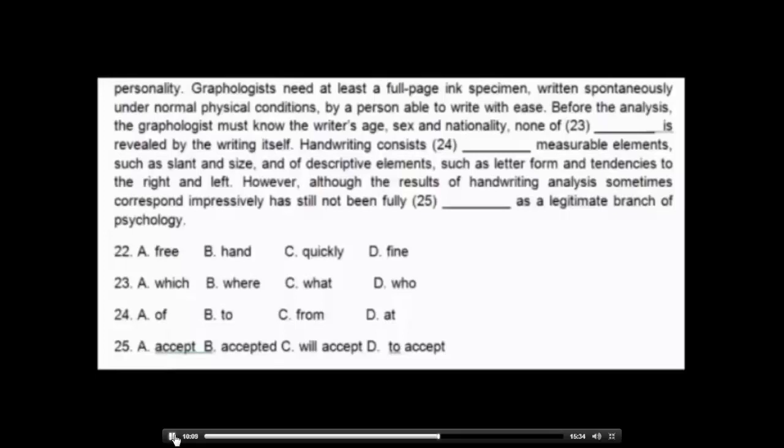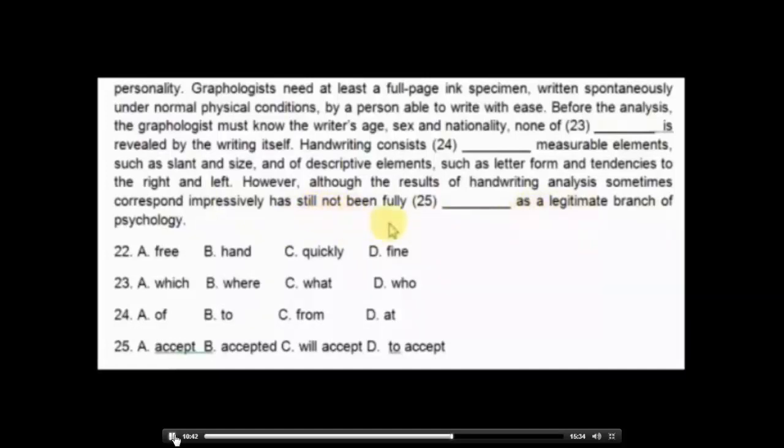Okay? When you see a slanted plane, eso por ejemplo lo vemos en matemáticas o en física, es un plano inclinado, cuando tiene inclinación. Okay? However, although the results of handwriting analysis sometimes correspond impressively, it has still not been fully blank as a legitimate branch of psychology.